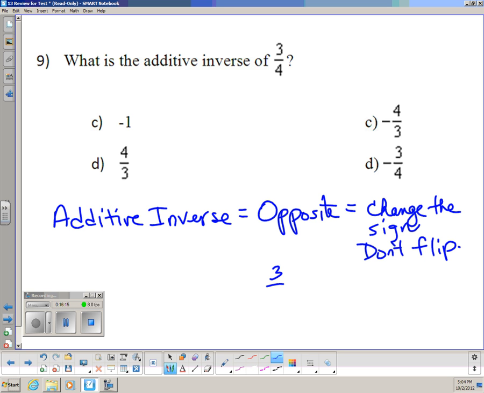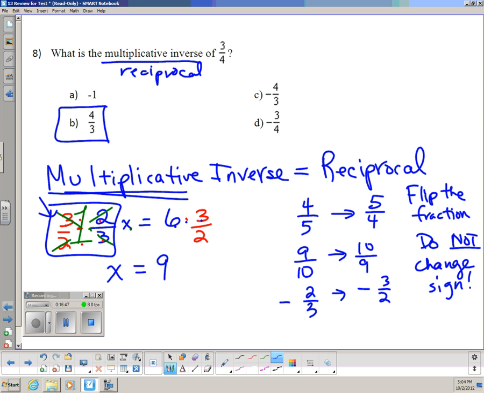So the opposite of 3 over 4, I just change the sign. If I look at a number and don't see a sign, it's positive. Now I'm going to make that positive number into negative. Notice I did not change the numbers. I just changed the sign. I didn't change the place where the 4 and the 3 are. So the answer is negative 3/4. You're either doing one or the other. You're changing the sign or you're flipping, depending on whether it says additive inverse or whether it says multiplicative inverse.